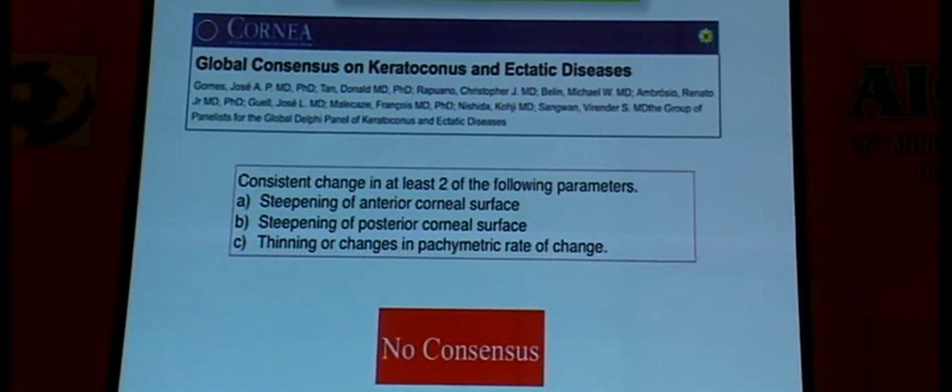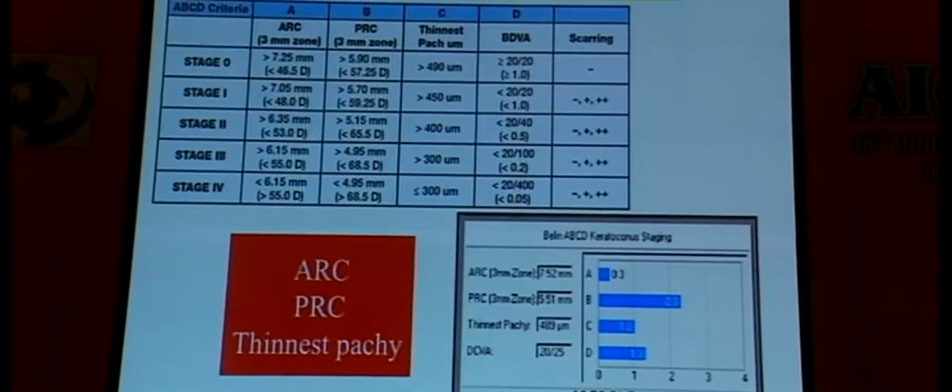They said progression may be a consistent change in at least two of the following parameters: steepening of the anterior corneal surface, posterior corneal surface, and thinning or changes in the pachymetric range, rate of change. This was a paper published by Dr. Duncan's group. They showed a very large number of parameters which can be looked at for progression. However, none of these are actually validated. So this also is not a correct definition for keratoconus progression.